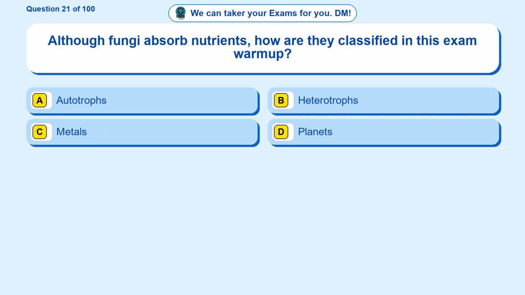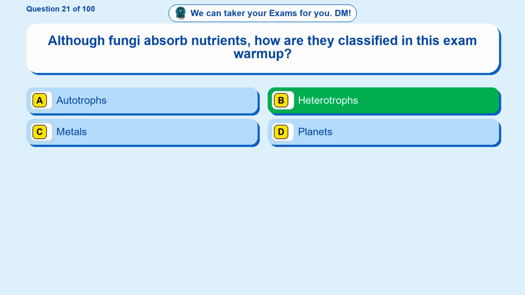Question 21. Although fungi absorb nutrients, how are they classified in this exam warm-up? Option A. Autotrophs. Option B. Heterotrophs. Option C. Metals. Option D. Planets. The correct answer is option B.